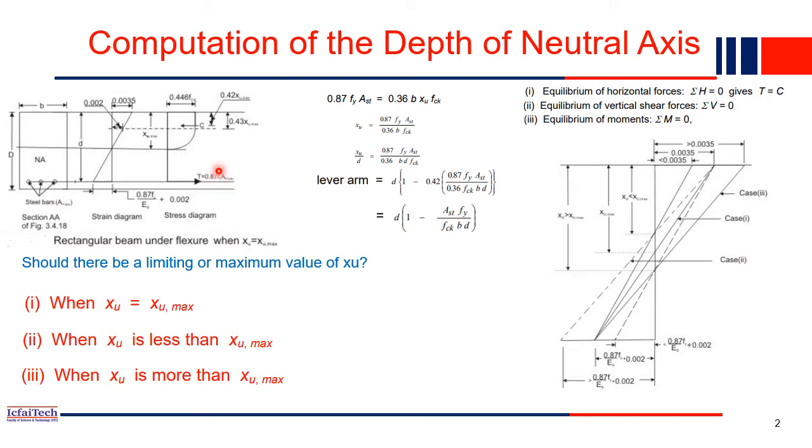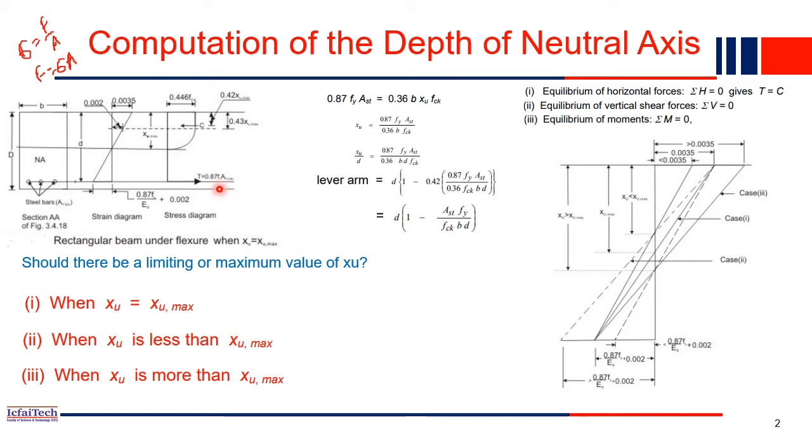So what is force? So already you know, right? Stress, sigma, is equal to force by area, right? Then what is force? Force is equal to stress multiplied by area. So total tension force here, how much total tension force will be generated? So tension force T equal to 0.87 Fy.